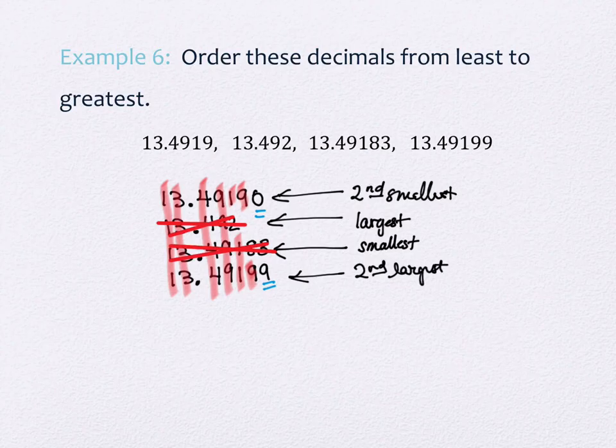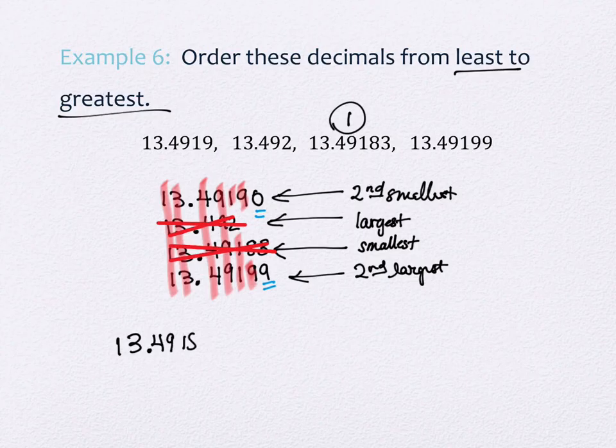So it asks me to write them from least to greatest. So I need to start with the smallest number. And my smallest number was this one right here. This was my first one. So my smallest number was 13 and 49,183 10,000ths. You can put a comma if you'd like. I'm going to actually put a less than sign because it is less than. But you can do a comma, it'll work.